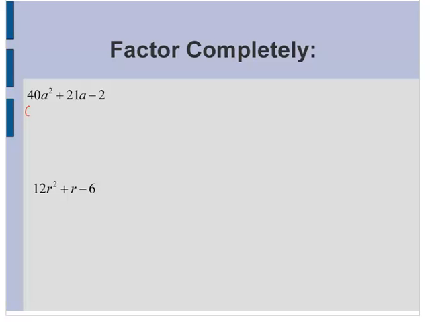40 times -2 is -80. So I need a pair of numbers that multiplies to -80 and adds to 21. Alright, so let's see, multiplying to 80. Let's focus on that. We have 1 and 80, 2 and 40, 4 and 20, 5 and 16, 8 and 10.